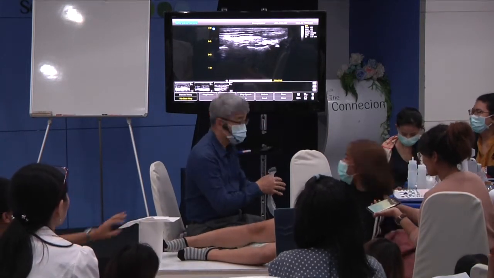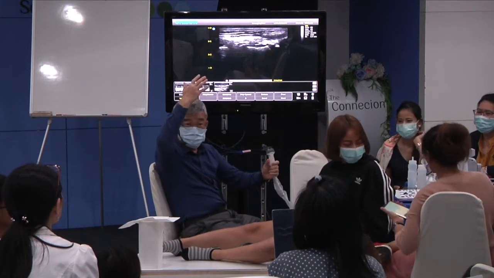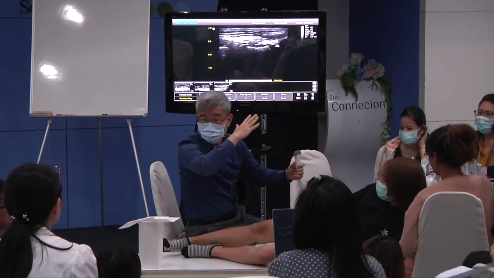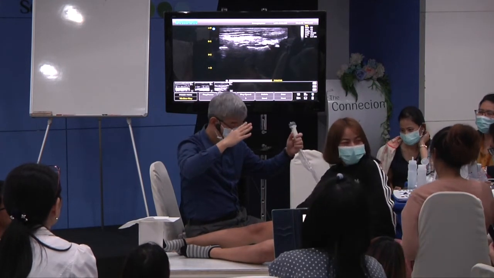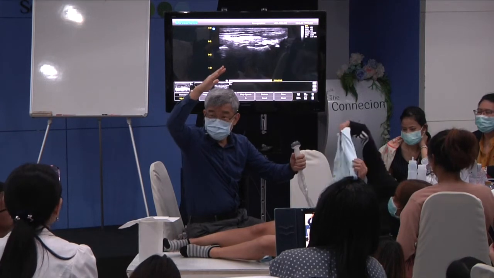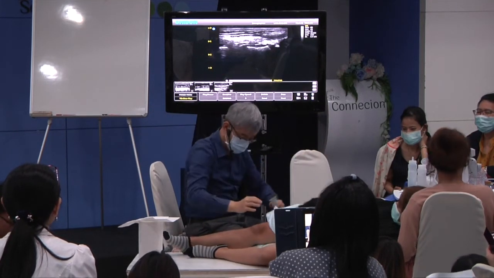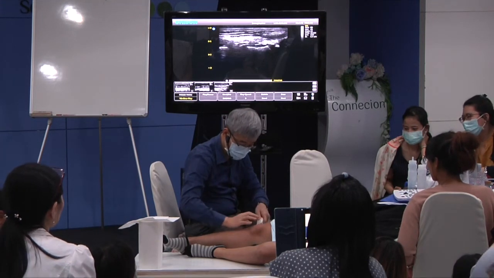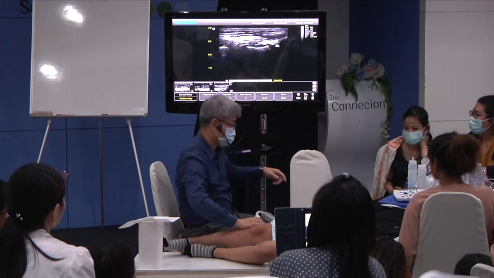To find the biceps femoris, we move upwards, right? To find the biceps femoris tendon, we move upwards. To find the fibula, we move downwards. Defreeze.